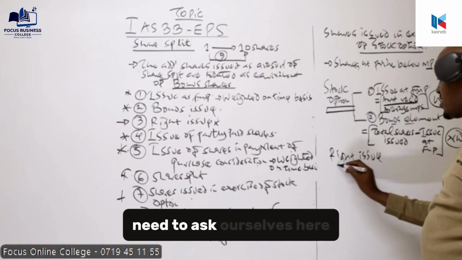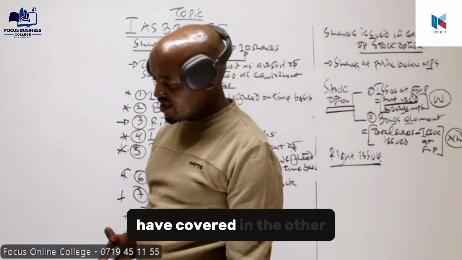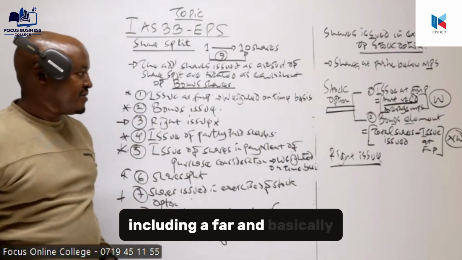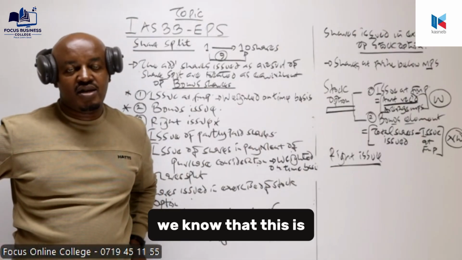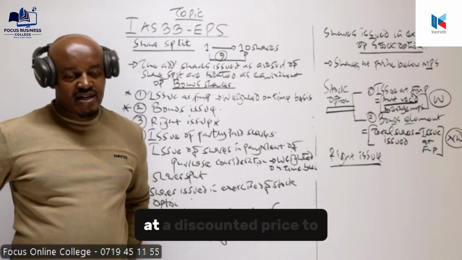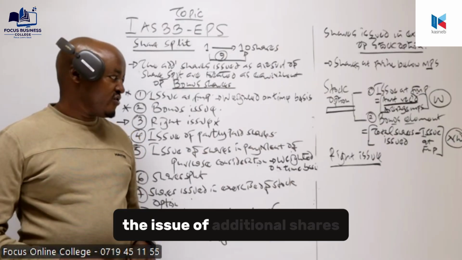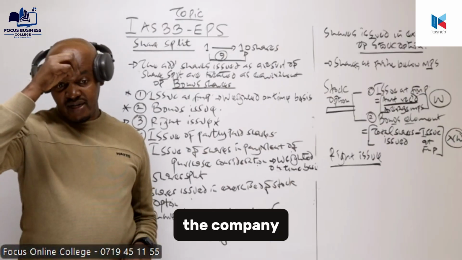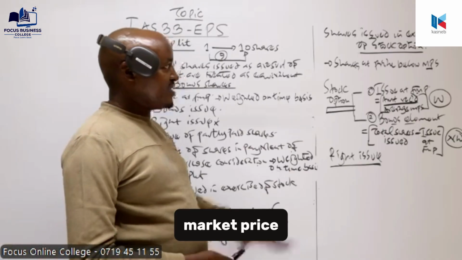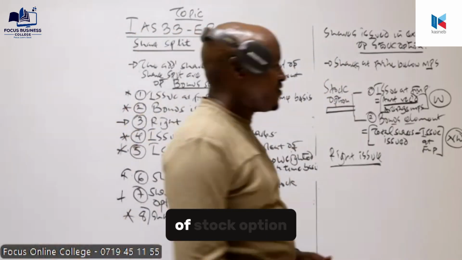But the first thing we need to ask ourselves here is, what is the right issue? A right issue is a concept you have covered in the other units, including FM, including FR. And basically, we know that this is the issue of additional shares to the existing shareholders of the company at a discounted price to the market price. In other terms, it is the issue of additional shares to the existing shareholders of the company at a price below the market price, just like the shares issued in exercise of stock option.